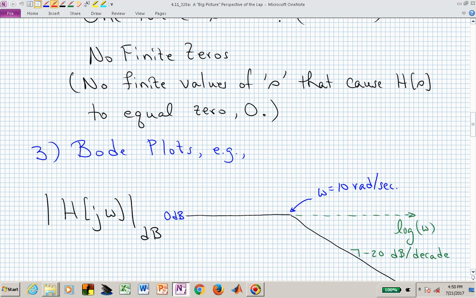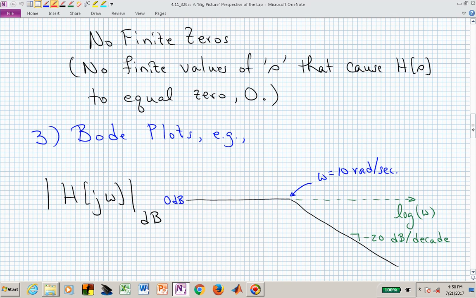If we go another decade, which is a factor of 10 beyond 100, now we are at omega equal to 1,000. We would be 20 dB down from where we were, and we were at minus 20 dB. Now we're 20 dB beyond that, so we're now at minus 40 dB at 1,000. And you can see then how this magnitude response rolls off as a function of frequency.